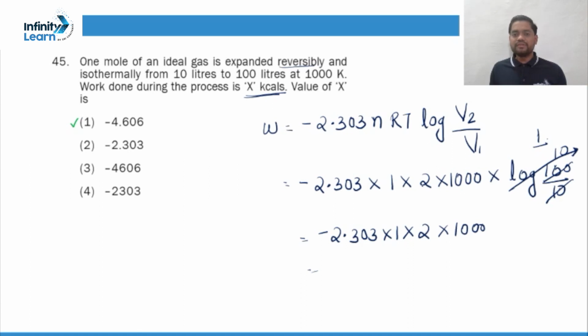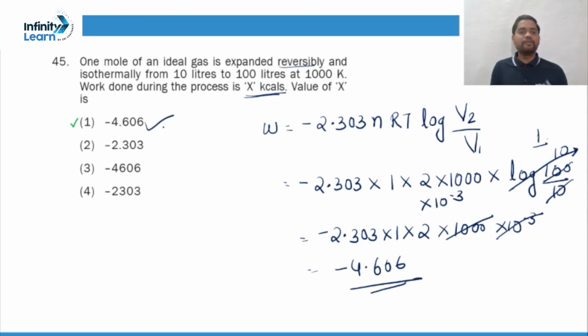This 2 is in calorie, right? R is equal to 2 in calorie, so we have to multiply it by 10 raised to minus 3 as well. Temperature is 1000. So this is 10 raised to minus 3. So this and this will get cancelled to 2, 4 points. This is minus 4.606 will be the answer. That means option number 1 is the right answer.